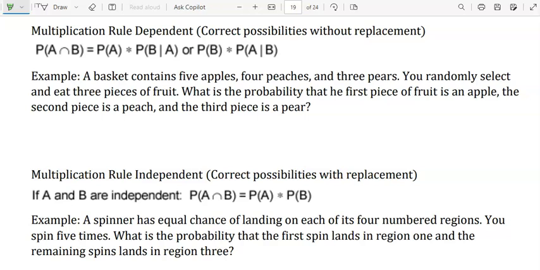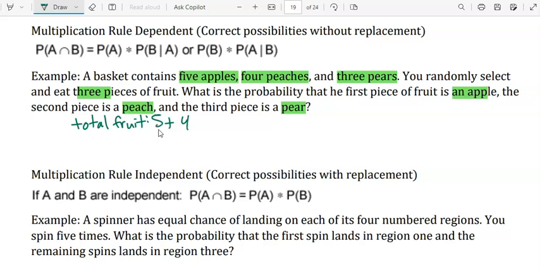Example, a basket contains 5 apples, 4 peaches, and 3 pears. You randomly select and eat 3 pieces of fruit. For this problem, we want to find the total fruit, which is going to be 5 plus 4 plus 3. 12 fruit altogether. The probability that the first fruit is an apple is going to be the total apples, 5, over the total fruits, 12.